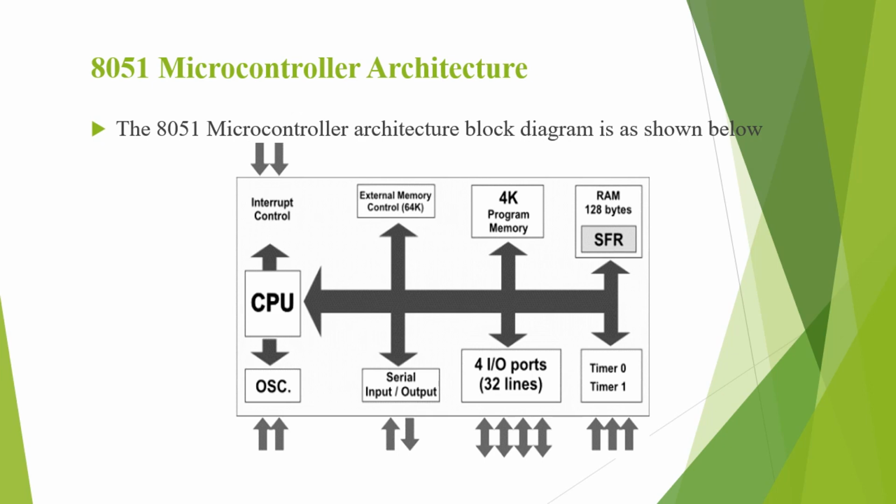We have the CPU, then the oscillator circuit, interrupt circuit, we have the external memory, we have the ROM, port below program memory, we have the RAM, special function registers, and then we have the serial communication port, serial input output, we have the IO lines, 4 input output ports, each port having 8 lines, and then we have the timer circuit.